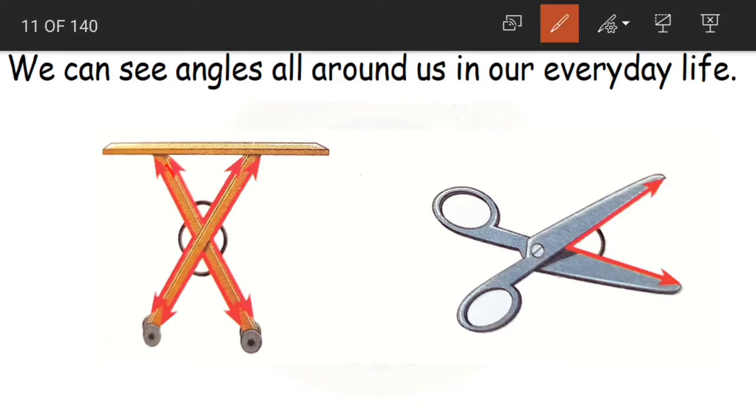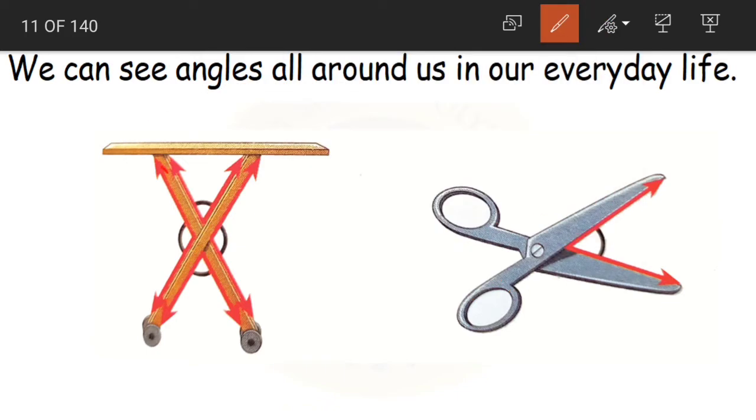For example, children, even this scissors we use in everyday life. In this scissors, these two rays are nothing but rays. This is our starting point, and on this side it is open. These two rays are joining here, and this forms an angle. In the same way, what are the other angles here? If we take these two rays, this will be an angle. If we take these two rays, this will be an angle. If we take these two rays, this will be an angle.